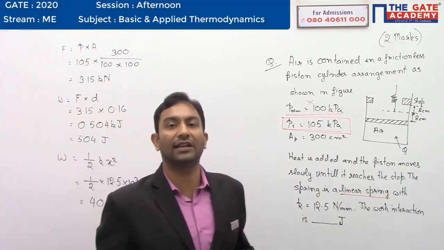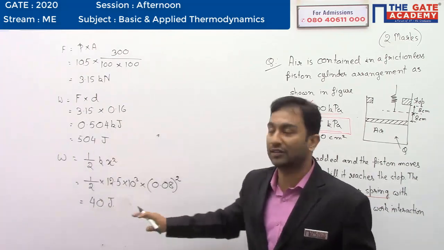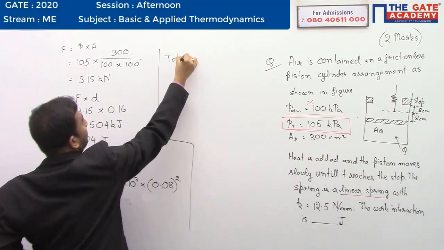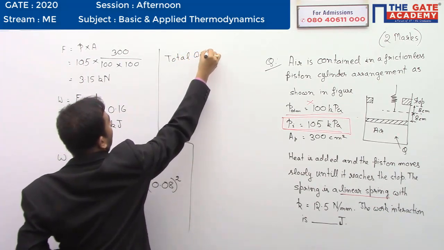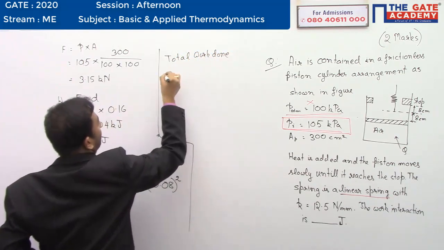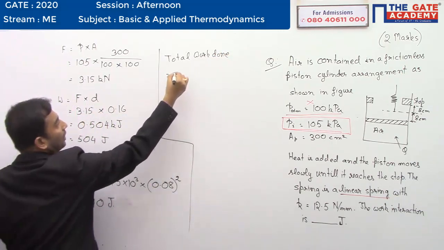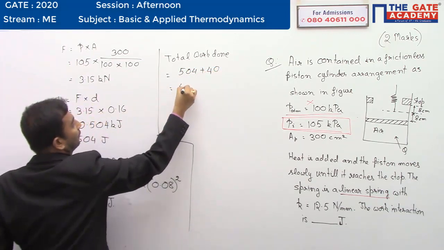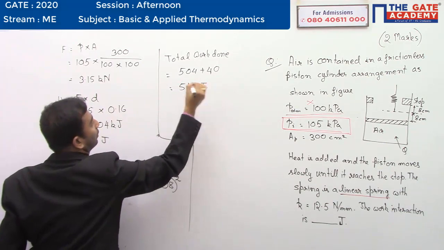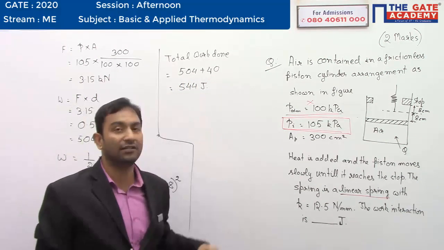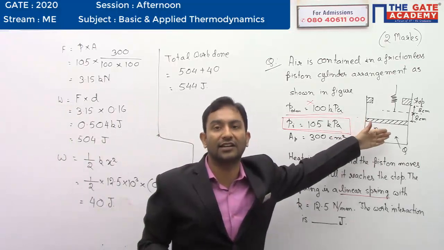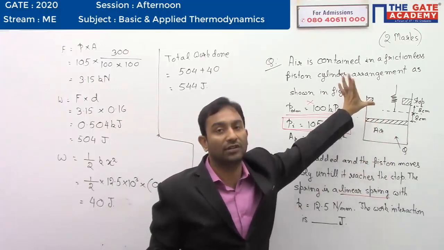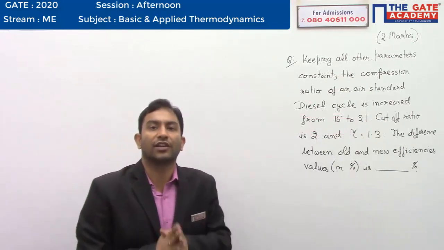So the total work done is nothing but the summation of these two work dones. So if I solve this, I'll get it easily. Total work done is equal to 504 plus 40, which I'll get as 544 joule. Very good. So this is the total work done by the air inside this piston cylinder arrangement while moving from here towards the stops.